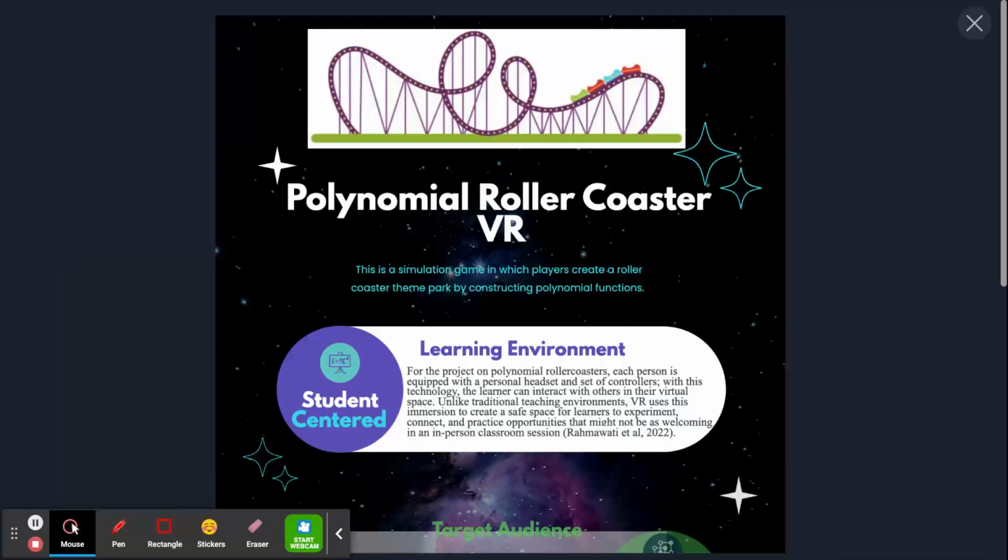Polynomial Roller Coaster virtual reality game. This is a simulation game in which players create a roller coaster theme park by constructing polynomial functions.